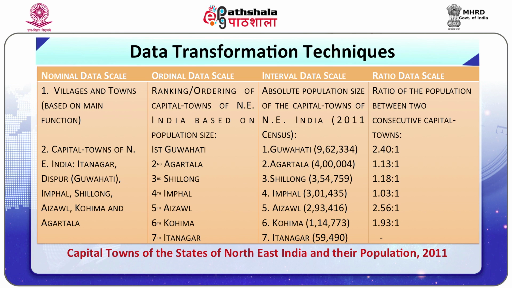Table 1 shows capital towns of the states of Northeast India and their population according to 2001 census. Categorization of settlements based on functional character, mainly into village and town, is called nominal scale of measurement. Accordingly, grouping of all settlements of Northeast India into villages and towns constitute nominal data. Similarly, a list of capital towns of Northeast India, that is Itanagar, Dispur, that is Guwahati, Imphal, Shillong, Aizawl, Kohima and Agartala is also nominal data.